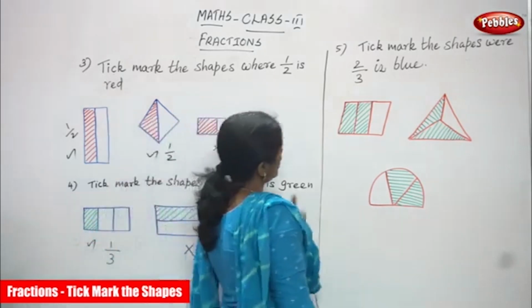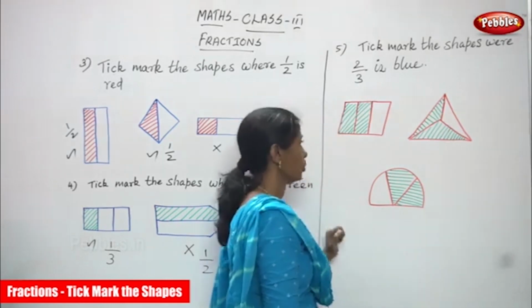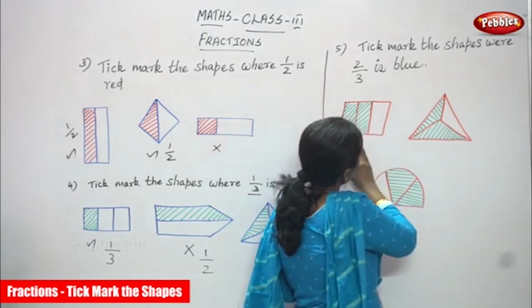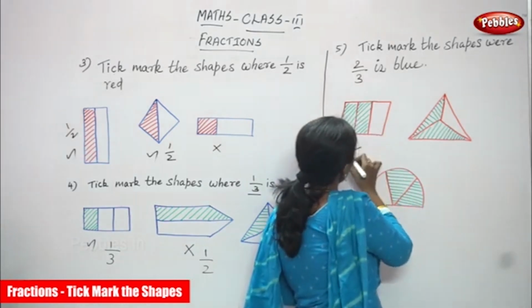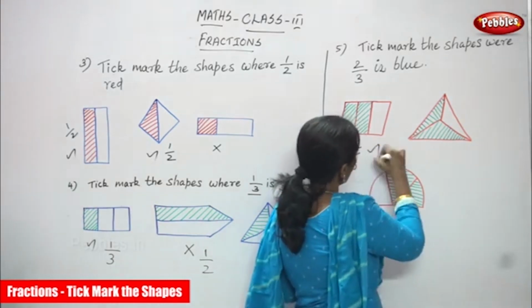So next heading is tick mark the shapes where 2 by 3 is blue. 2 by 3 is blue. So it is a rectangle. So I cut into three parts but shaded two portions. So 2 by 3 is the right answer. 2 by 3 is a right answer. So I put tick mark.